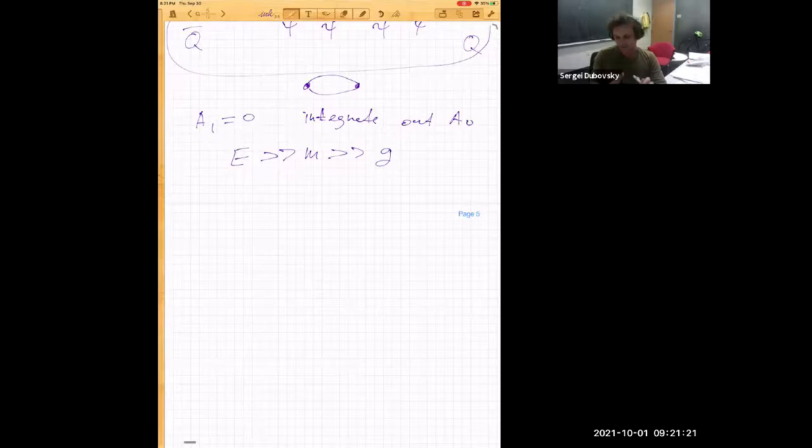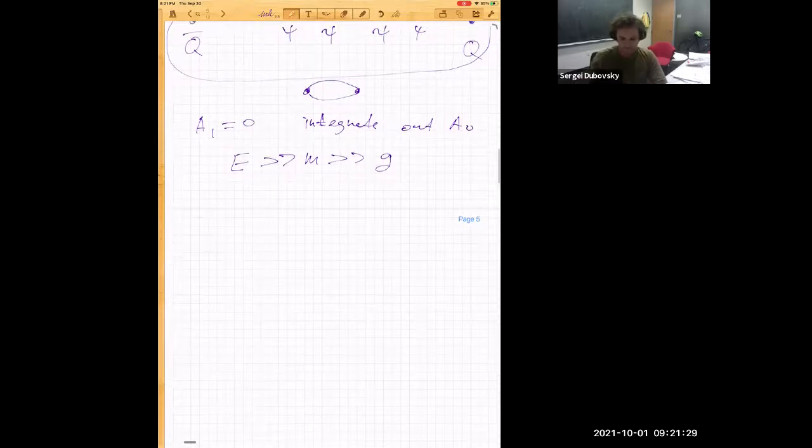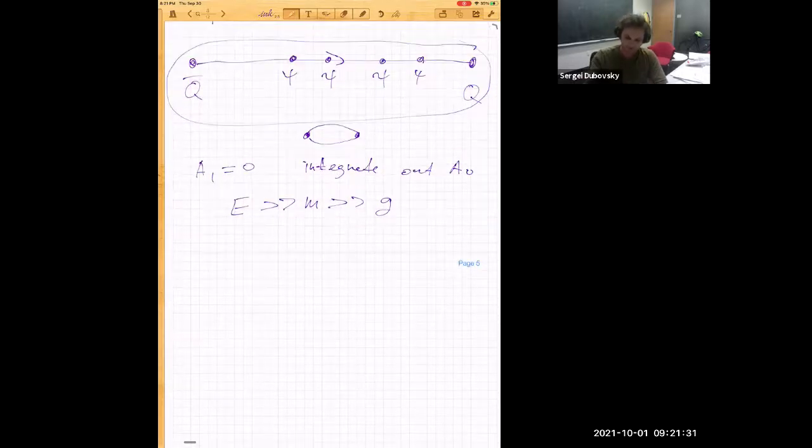So this singular part of the Hamiltonian, first of all, describes a set of decoupled sectors with different numbers of partons, like different numbers of fermionic insertions inside the string.